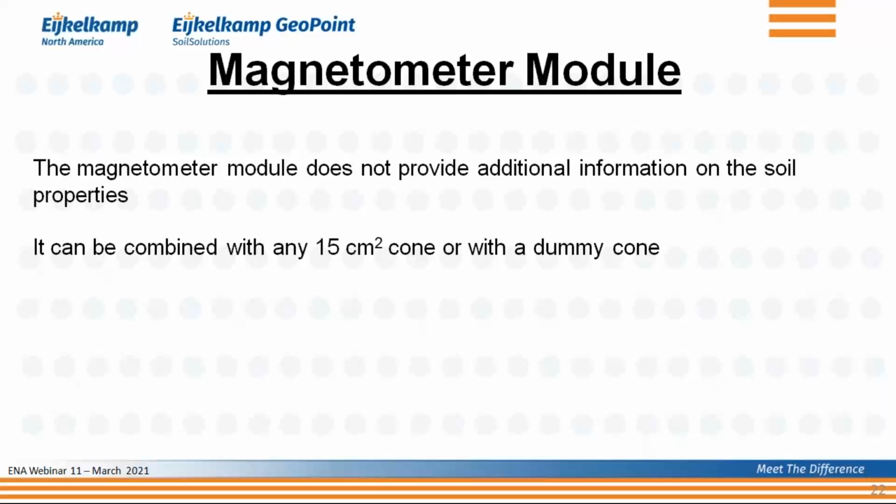Different than with the seismic module, it does not provide any additional information about the soil. And as such, it's kind of different, but I still thought it's useful to mention here. You can combine it with any 15 centimeter square cone or with a dummy cone. And if you don't really need the soil data, it's probably easier to use a dummy cone, because the dummy cone is cheaper. And if you then break it or lose it, the loss is at least more limited. So that's the magnetometer module. That was module number 2.